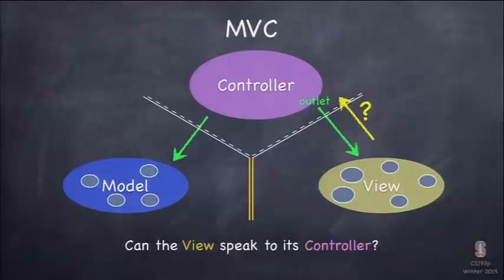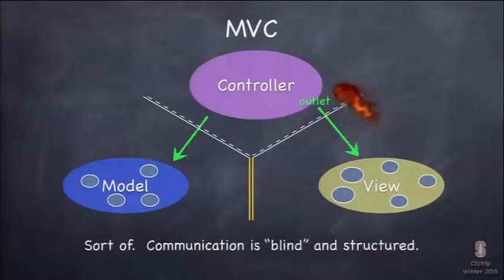So they can only communicate back to the controller in a blind way, where they don't know the class of the thing they're talking to, and in a structured way, a way where we all agree we're going to communicate this way between the view and the controller. So what's an example of a structured way?